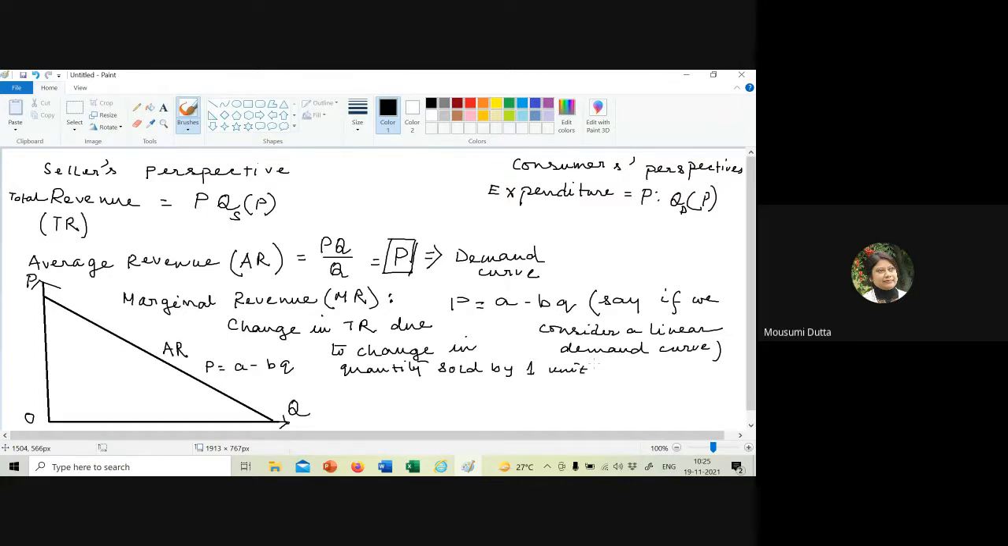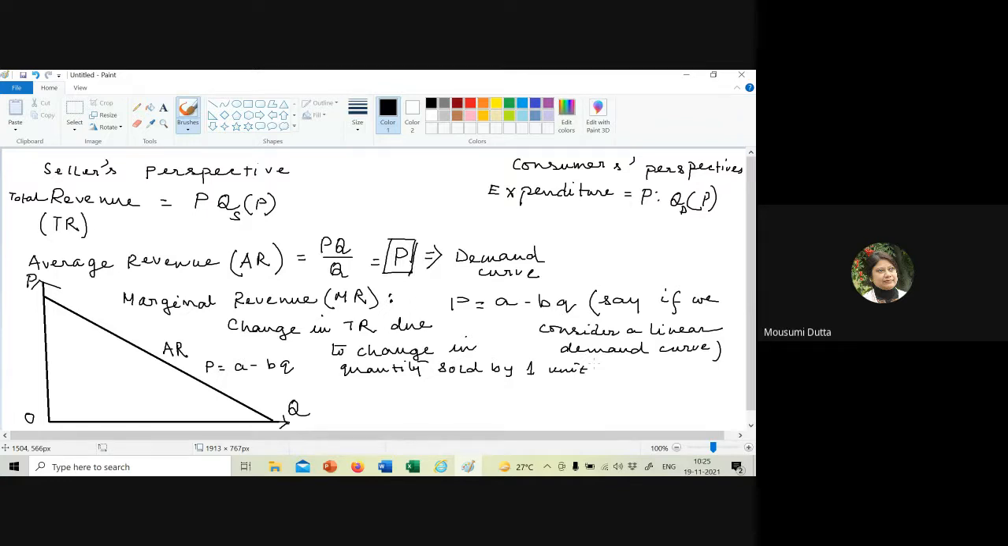Margin in the context of economics indicates change. Marginal utility means change in utility. Marginal revenue means change in revenue. Marginal cost means change in cost, etc. So margin or marginal in the context of economics indicates change. Marginal revenue is the change in total revenue due to change in quantity sold by 1 unit.